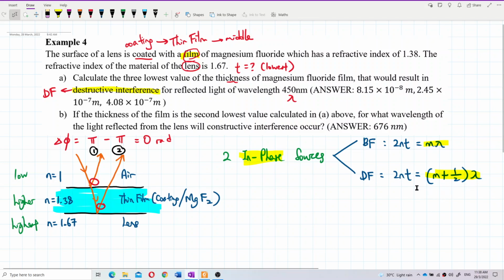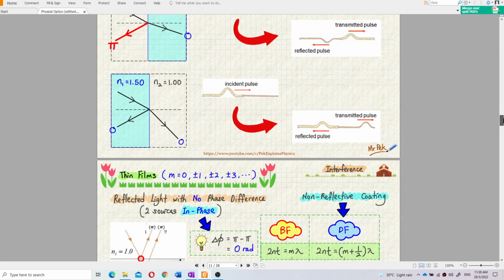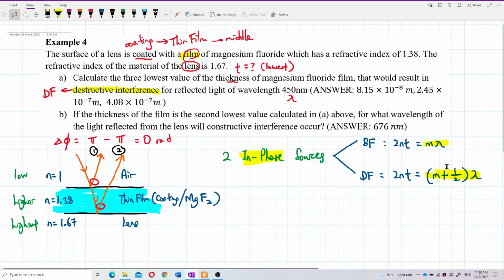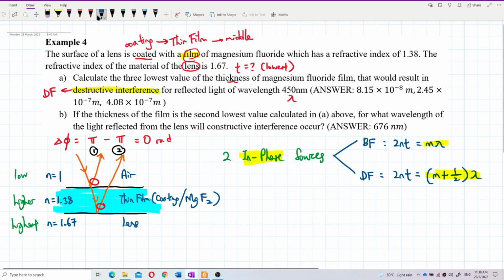And then go back to thin film. So the order also starts from 0. I want you to write that down also. Order starts from 0, 1, 2, 3, and so on. And then I want the 3 lowest values of dark fringe.